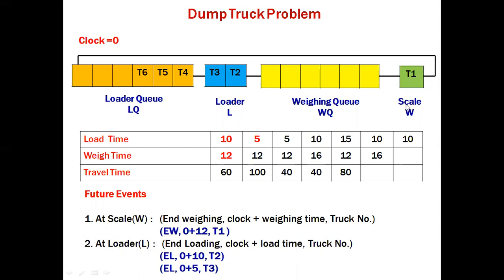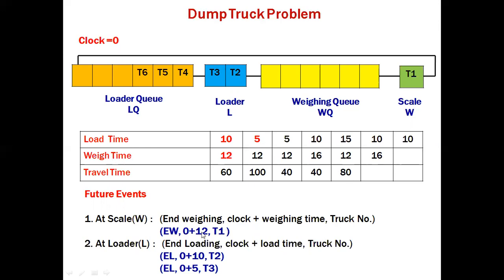The first one is at scale W. At scale W, we have to find out the future event. To find the future event, first you have to find out end weighing. That is one common thing that we will understand. On the scale, when we are ending the weighing, it is the current clock plus the weighing time given in the table, and then the truck which is on the scale. So end weighing, we mention it as EW, then current clock is 0, plus weighing time. You check out the table: weighing time is 12 here, the first one.